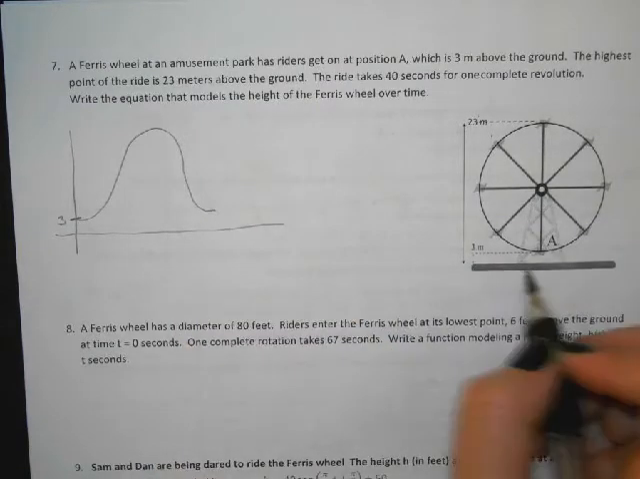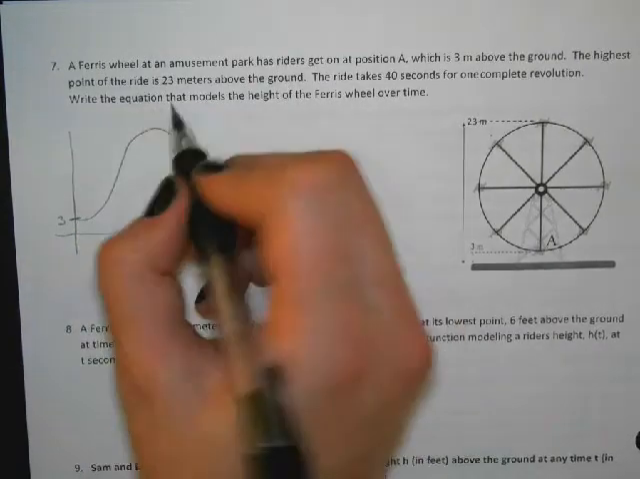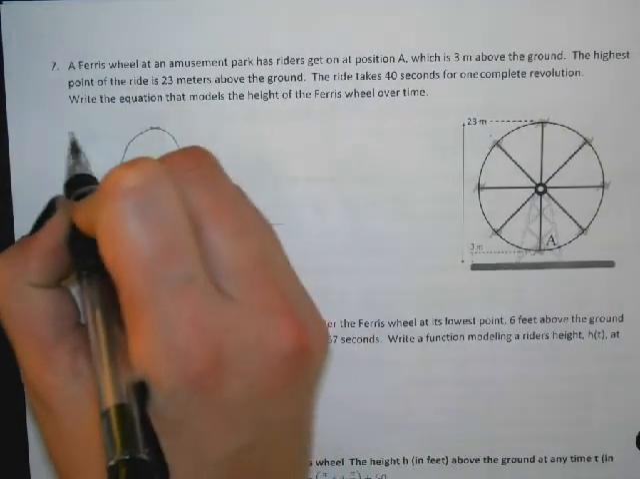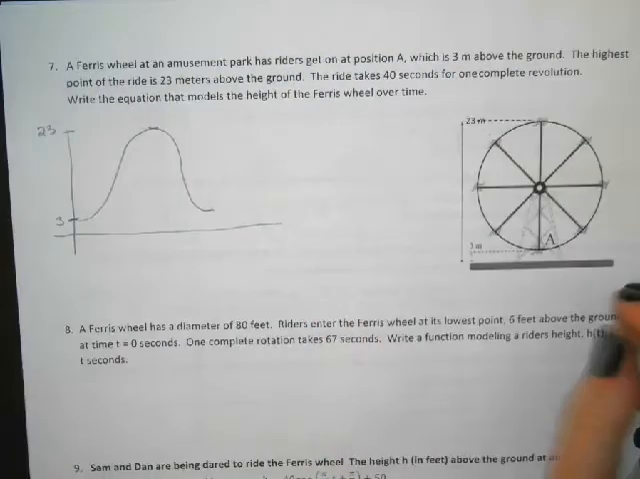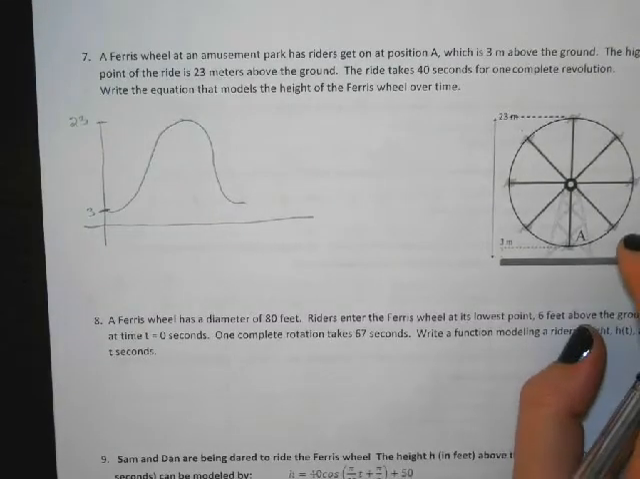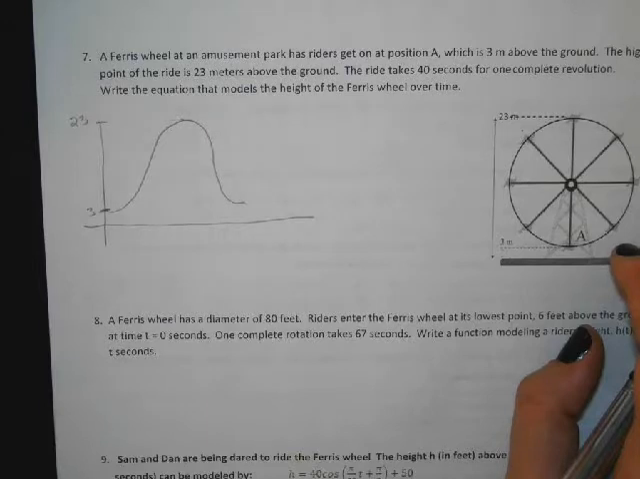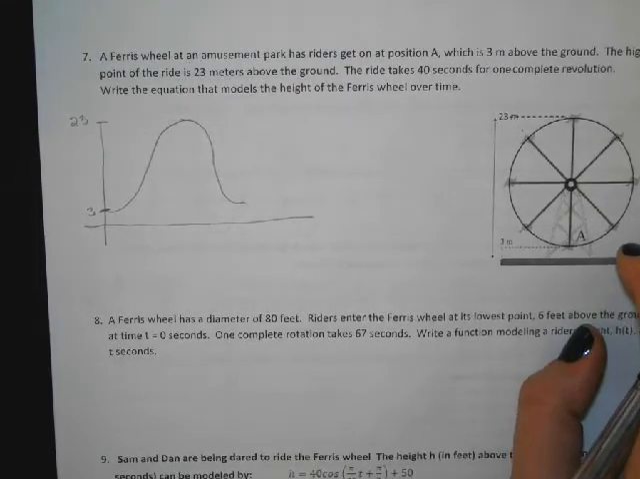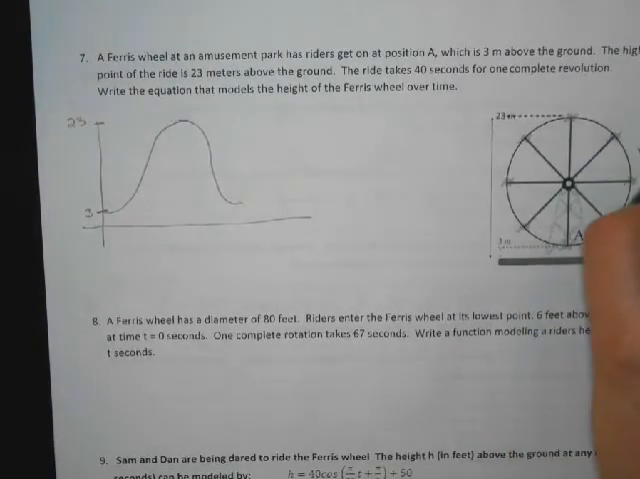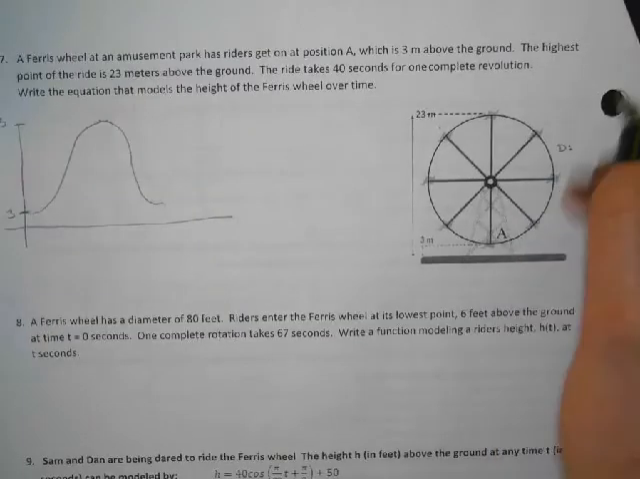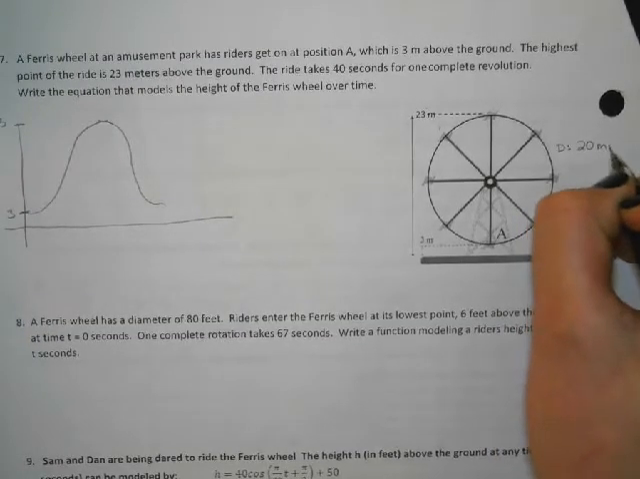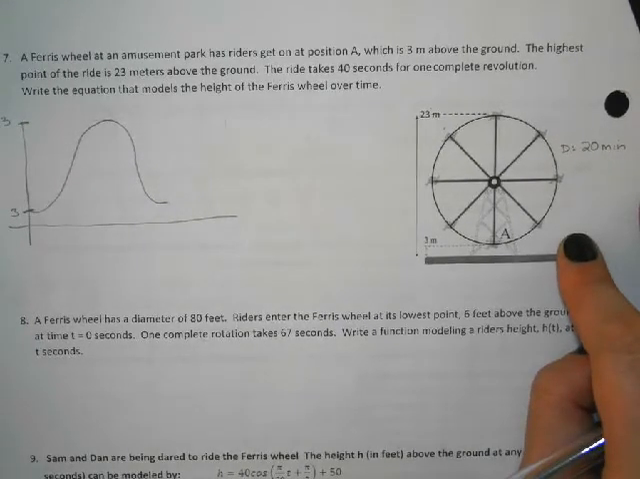All right. So when we reach the top, how high off the ground are we? 23 meters. We are 23 meters off the ground. Okay? What's the diameter of that Ferris wheel? 20. Yep. So you're 3 meters off the ground, and then you're 23 meters off the ground. That means that the diameter, I'm going to go ahead and label that, the diameter of this particular Ferris wheel happens to be 20 meters. Okay.